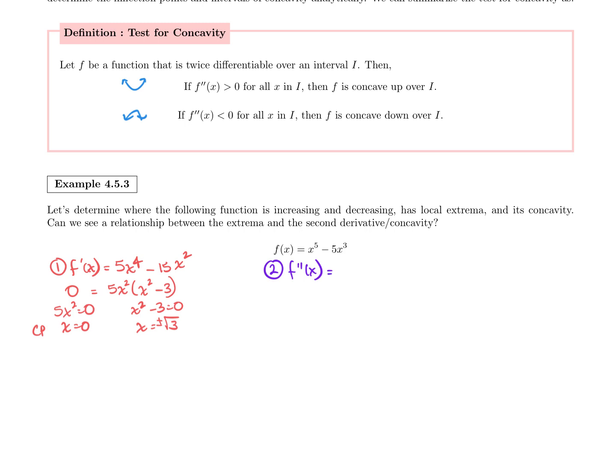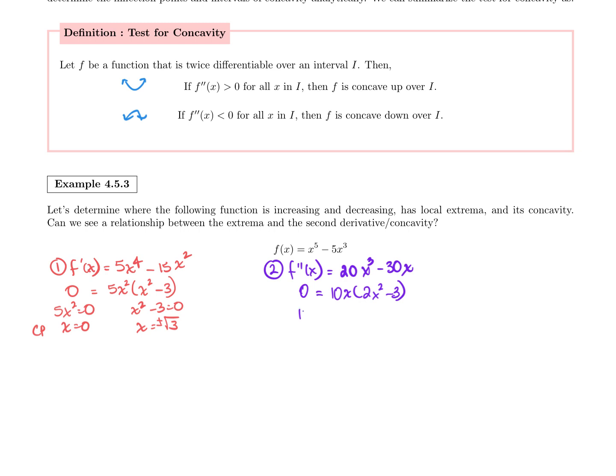So if our first derivative is 5x to the fourth minus 15x squared, enter the constant multiple rule, sum and addition rule, and that good old power rule one more time. 4 times 5 is 20, so 20x cubed, minus 15 times 2 is 30, and x to the 2 minus 1 is x. So when we set this one equal to 0, we'll factor out what's common, which would be a 10 and an x, and we're left with 2x squared minus 3.